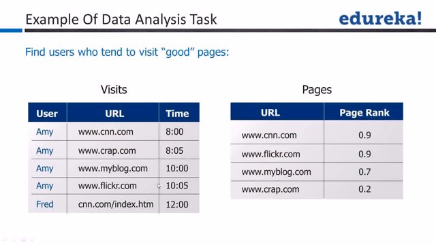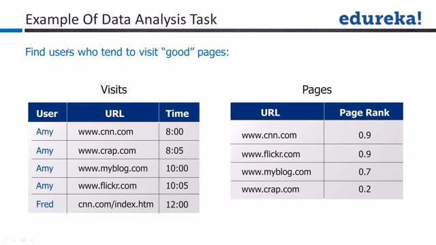Now think of a situation: how many people can write a MapReduce job for that? Can you think about it a little bit and tell me how you will write a MapReduce job for this? I want you to spend some time on this, maybe a 5-minute exercise, where you think at the algorithm level about how you will write this in a MapReduce job. We do not have one data set, we have two data sets, and you have to write a MapReduce program which will find users who tend to visit good pages.